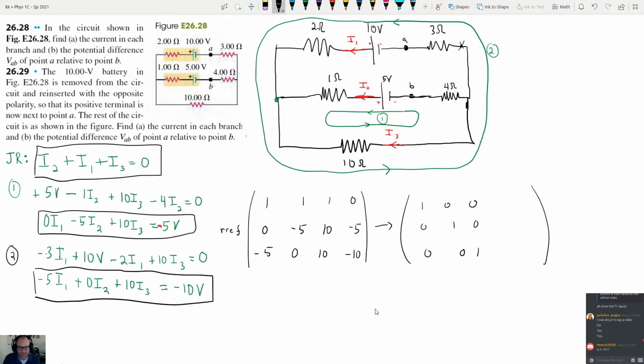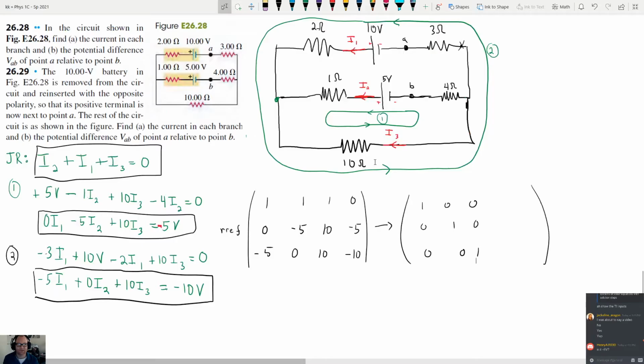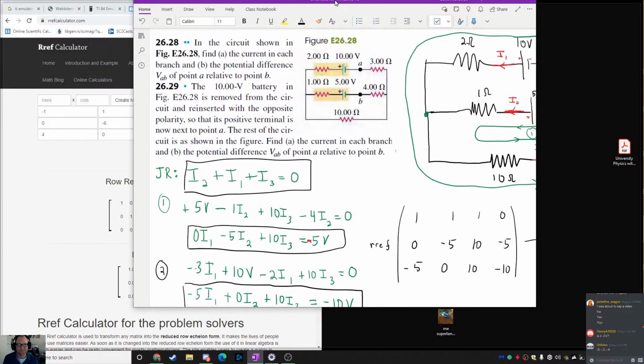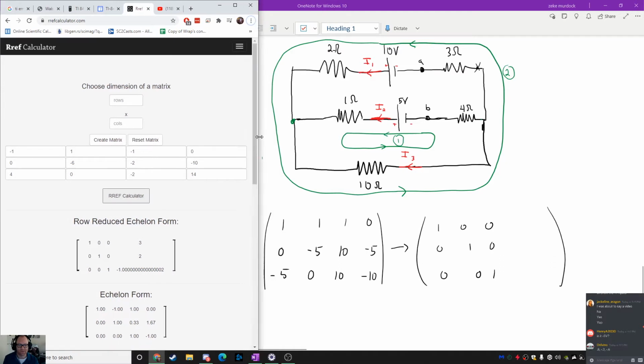I'm going to go ahead and put it into the one on the computer too. Again, I need to go out of full screen. 0.8, negative 0.2, 0.6. When the numbers come out that nicely, it almost has to be right, right? It would be very difficult for the numbers to just randomly become so nice. So it's probably correct. 1, 1, negative 5, 10, negative 5, negative 5, 0, 0, 10, negative 10. I'm sure yours is right, by the way.